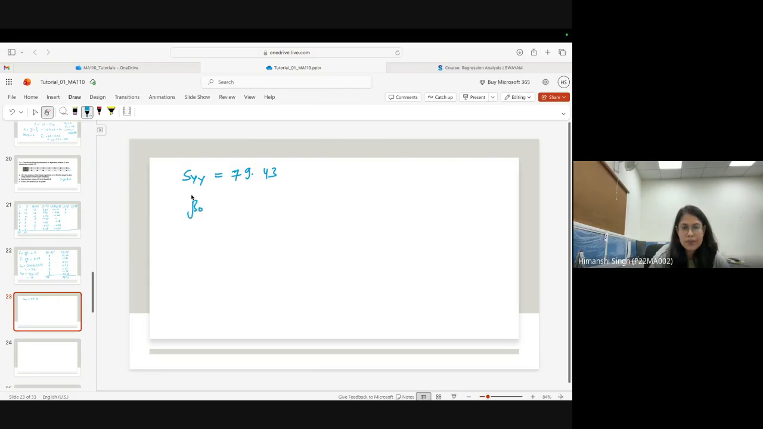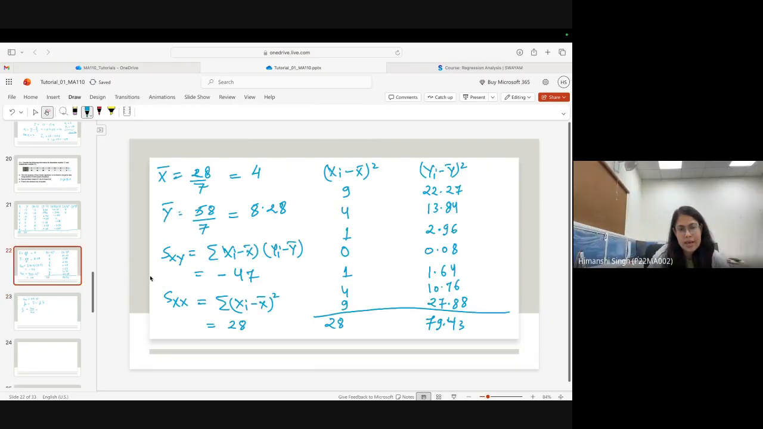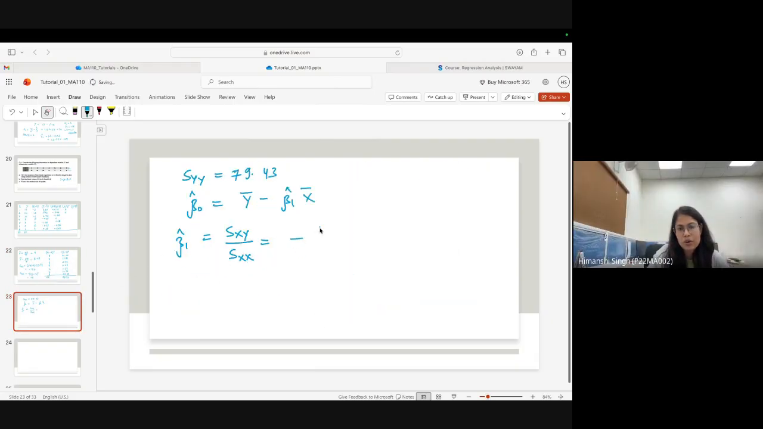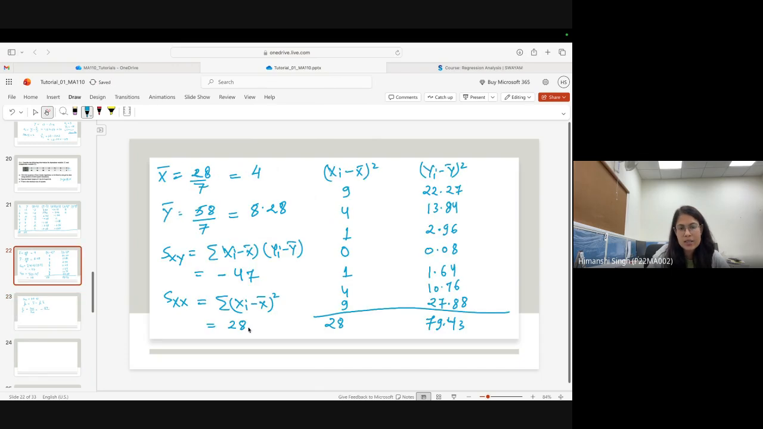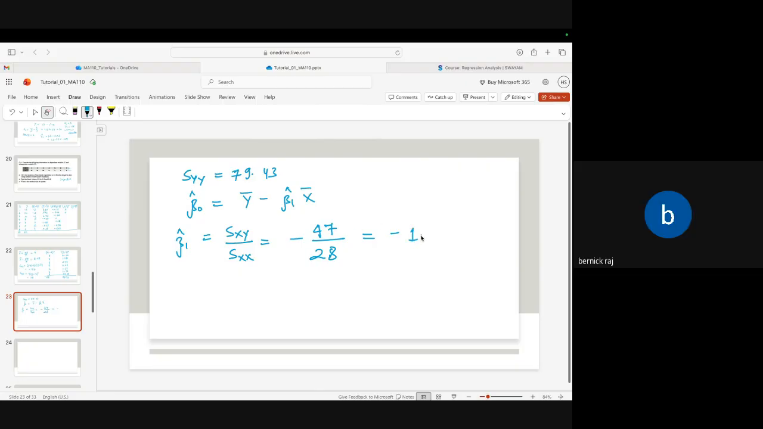Now we have to find beta naught hat and beta 1 hat. Beta naught hat is y bar minus beta 1 hat x bar. And beta 1 hat is Sxy divided by Sxx. Sxy is minus 47, divided by Sxx, which is 28. So beta 1 hat is minus 1.68.